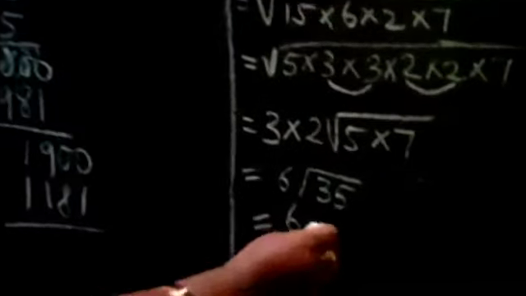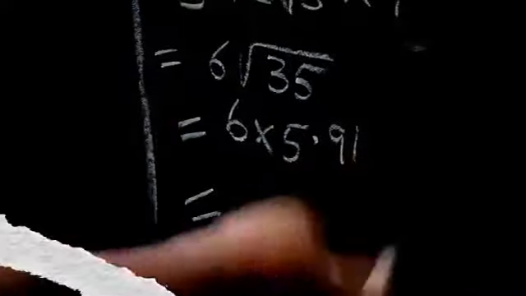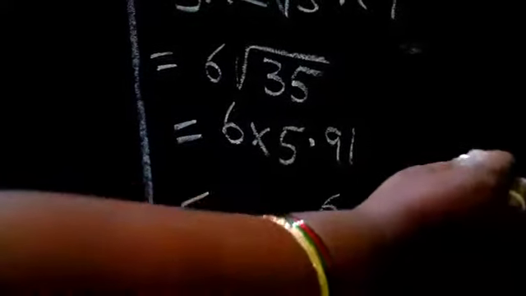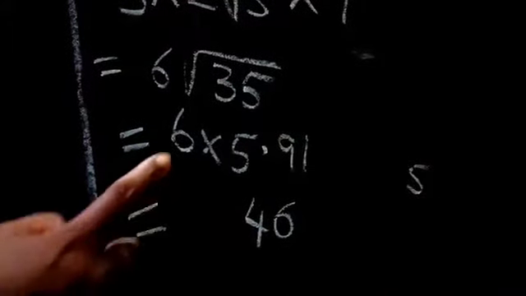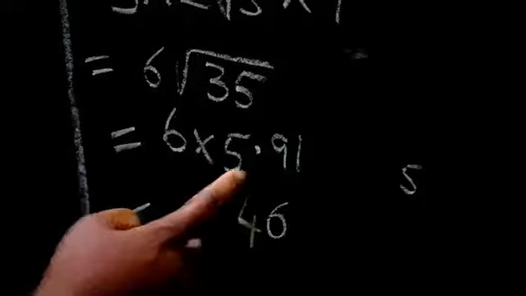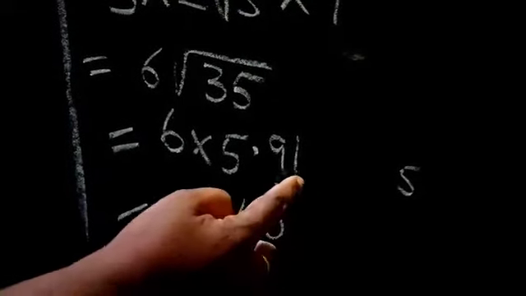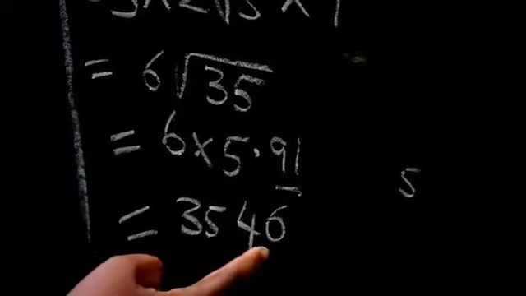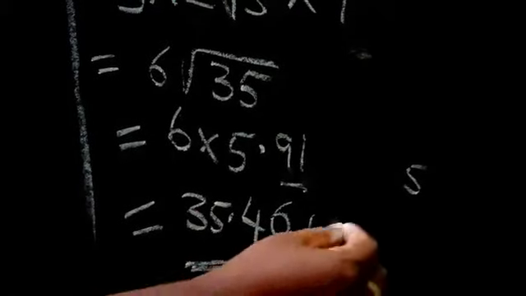So 6 into 5.91. 6 ones are 6. 6 nines are 54. 4 you should write here. 5 should be carry. And 6 fives are 30. 30 plus 5 is 35. And 2 digits before we have point. 2 digits before you should keep the point here. This much meter square for second.